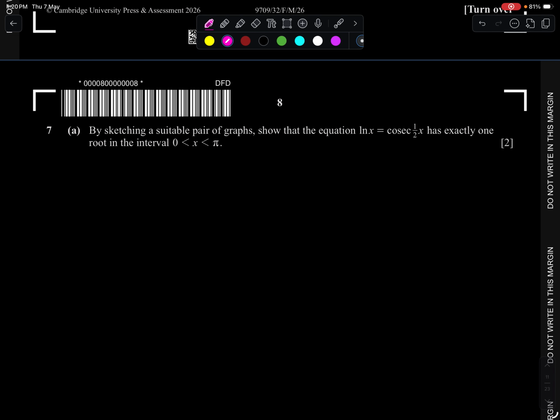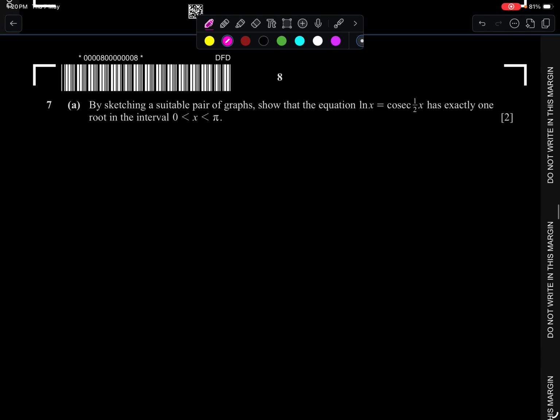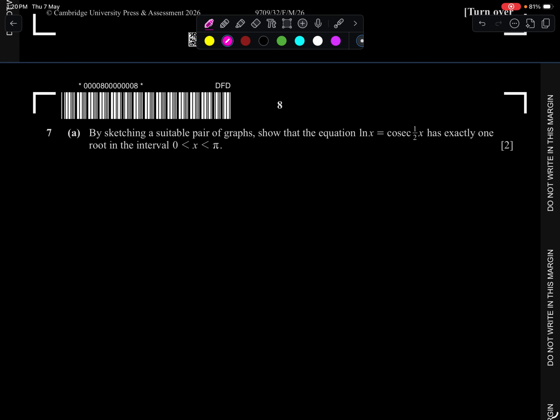Next question, iteration. By sketching a suitable pair of graphs, show that the equation ln x is equal to cosec half x has exactly one solution in the domain 0 to pi. Try to understand the sketch of sin x first. This is sin x. It completes at 2 pi. What if it's sin x upon 2? Then this will be 4 pi. This is 2 pi. And this is pi. So we have to sketch cosec from 0 to pi.